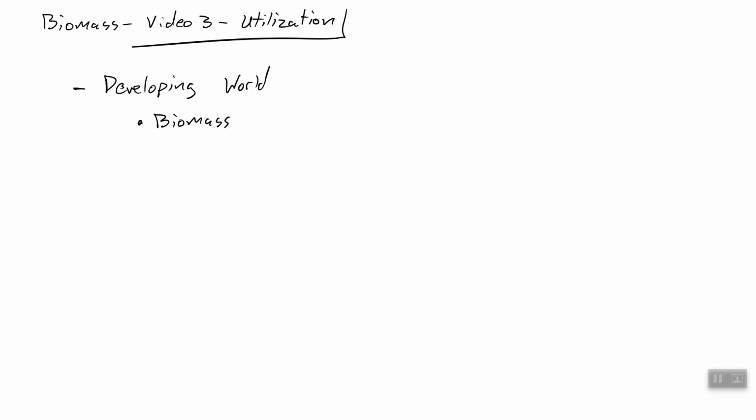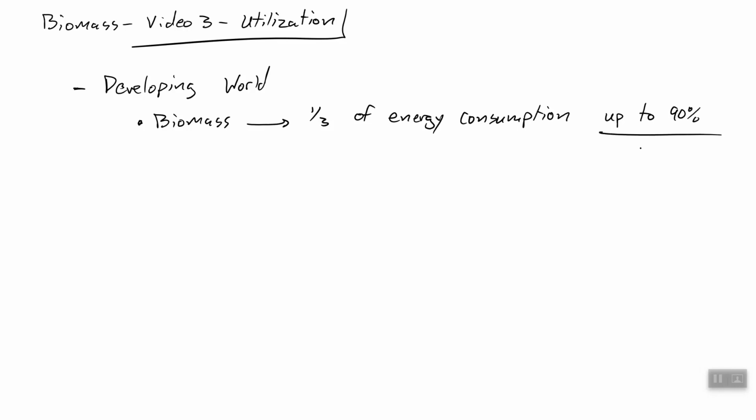where there is lacking access to electricity or natural gas, biomass is used for about 1/3 of energy consumption. In some poorer countries, this can be up to 90%. Biomass accounts for 90% of all energy consumption. All right, and this is direct consumption used specifically for cooking and heating.